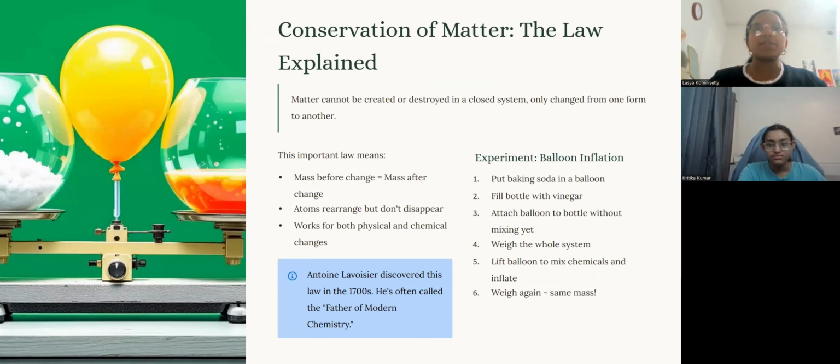Now let's look at conservation of matter. There's a law for this, and that is that matter cannot be created or destroyed in a closed system. It can only be changed from one form to another. This is important, and this law means that mass before change equals mass after change. So mass will always be the same. It cannot be created or destroyed. It can only change from one form to another.